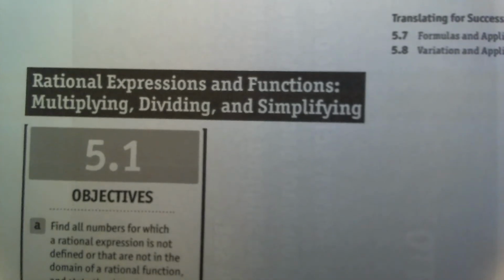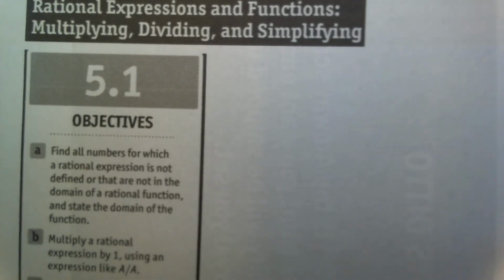And so the objectives of section 5.1 are to find all numbers for which a rational expression is not defined. And that should sound somewhat familiar because we have done this before. And state the domain of the function, and then multiplying rational expressions by 1 using an expression like a divided by a. And then we are going to simplify rational expressions, and then we're going to multiply rational expressions, and last but not least we'll be dividing rational expressions.